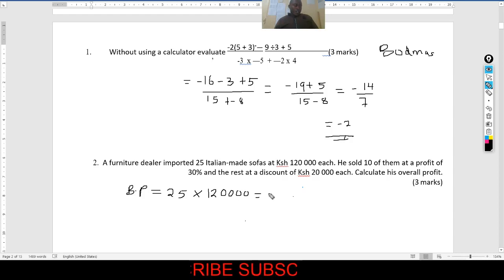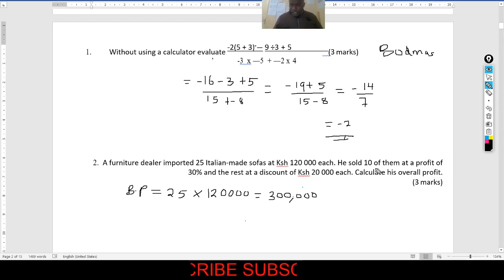25 times 120 gives you 3,000, so 25 times 120,000 gives you 3 million. That was the buying price.